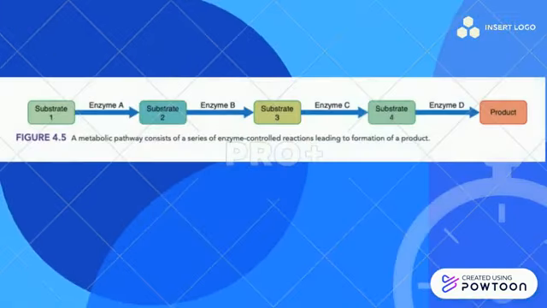Take this picture for example. It shows a series of reactions that is leading to a product. Each of the reactions is shown by the blue arrow. These reactions are controlled by enzymes, and each substrate that is produced is a product of the previous reaction.